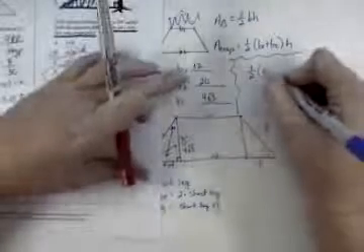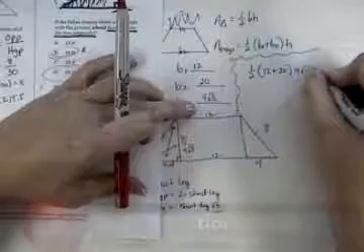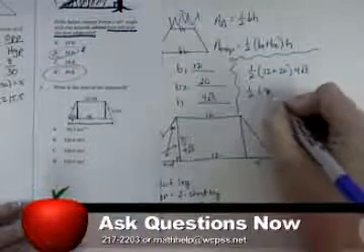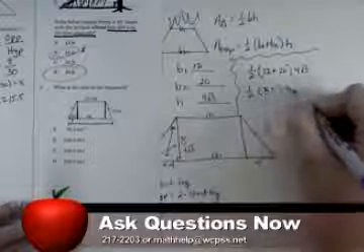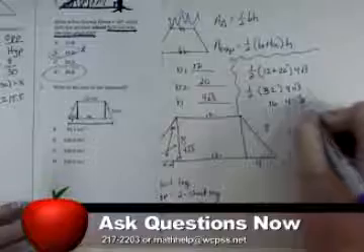So 1/2 times base 1, which is 12, plus base 2, which is 20, times the height, which is 4 radical 3. So 1/2 of 32 times 4 radical 3. Half of 32 is 16 times 4 radical 3.